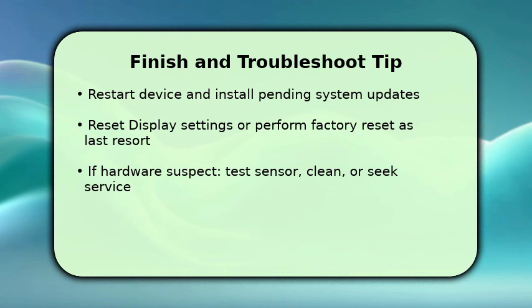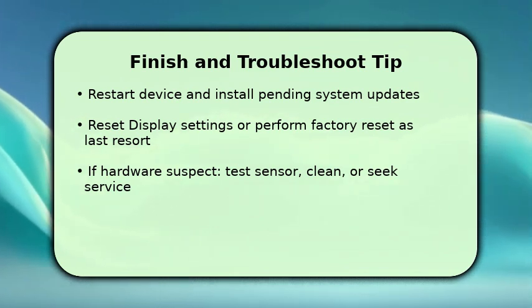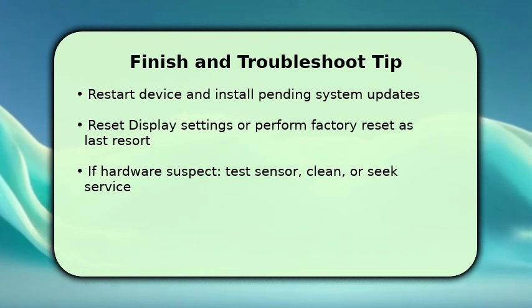Make sure to clean the sensor area and test in safe mode again. If the screen still dims or flickers unpredictably, the sensor or display hardware may be failing. In that case, contact repair service. Quick troubleshooting.